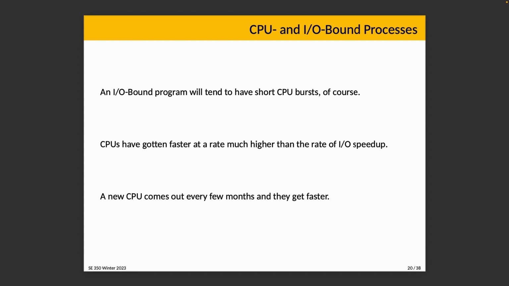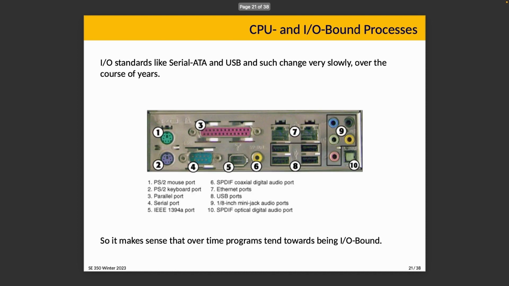So studies have been done on this, but over time we find that CPUs get faster at a rate much higher than the rate of I/O speedup. Right? This is probably not surprising to you. A new CPU comes out every few months, and the one you can get today is measurably better in terms of benchmarks as compared to a CPU from 6 months ago. But the same can't really be said about the I/O devices. I/O standards like serial ATA and USB and what have you change very slowly over the course of years.